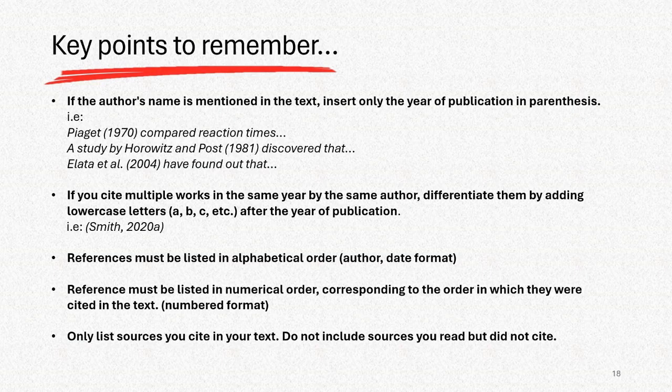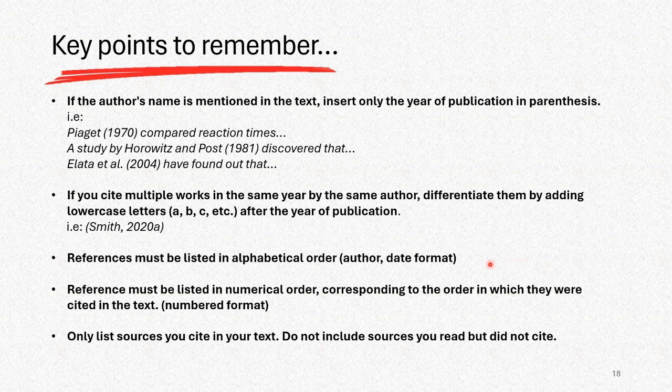From the example that I have shown you just now, there are a few key points to remember when referencing. So number one, if the author's name is mentioned in the text, insert only the year of publication in parentheses. So if you cite multiple works in the same year by the same author, differentiate them by adding lowercase letters A, B, C, D, etc. after the year of publication.